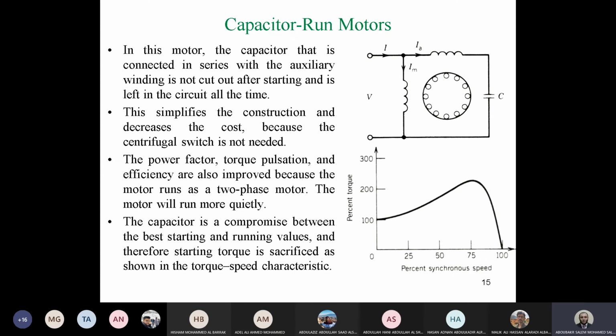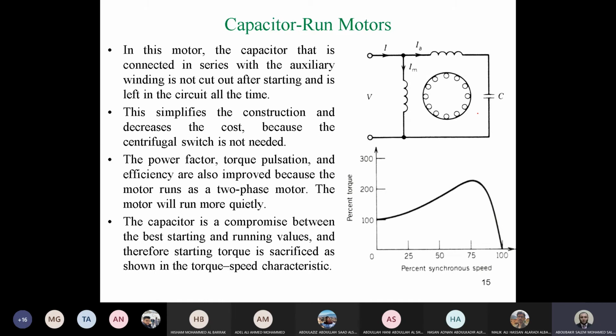Regarding the problem of the centrifugal switch, another technique is used with capacitor run motors. Instead of using a centrifugal switch, guys, we can use a capacitor in series with the auxiliary winding, connected all the time. It will not be disconnected. But why do we do that? Because of the problem of mechanical switches, which may be damaged or fail to open or fail to close. So it makes a lot of problems with machines. For that, capacitor run is preferred.